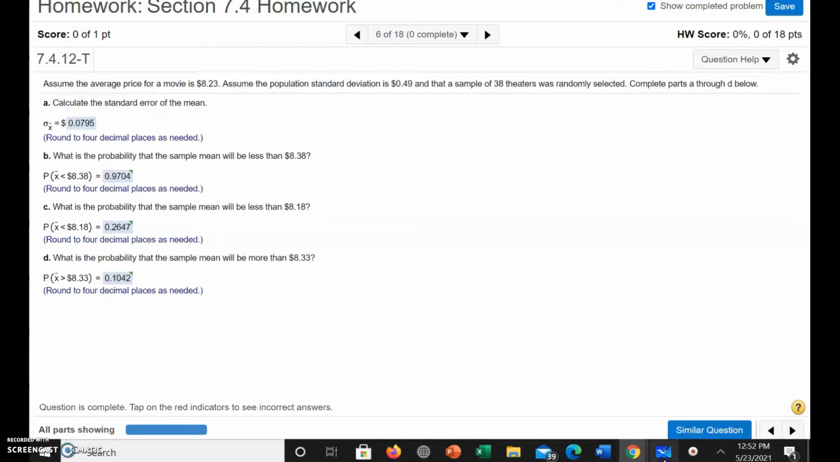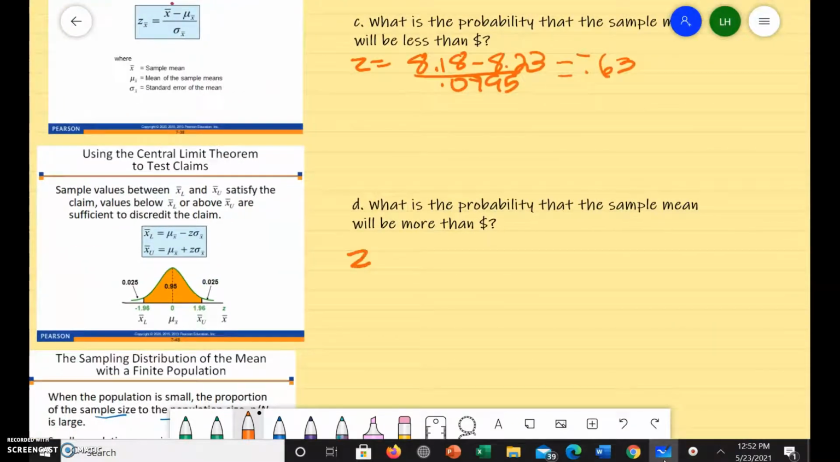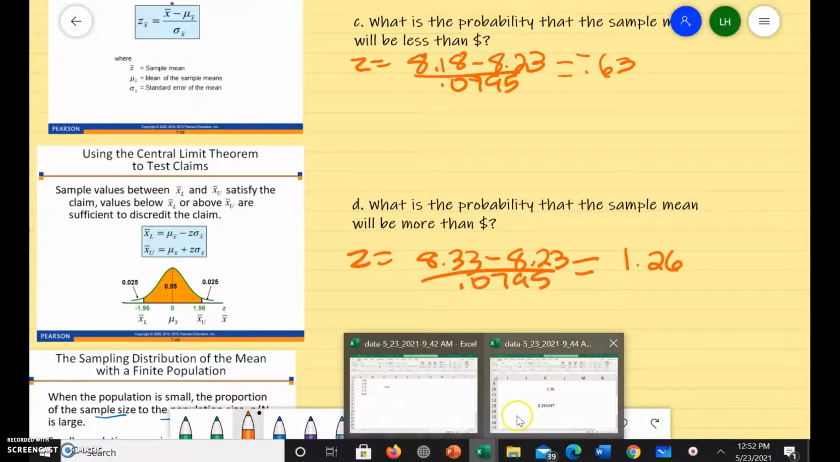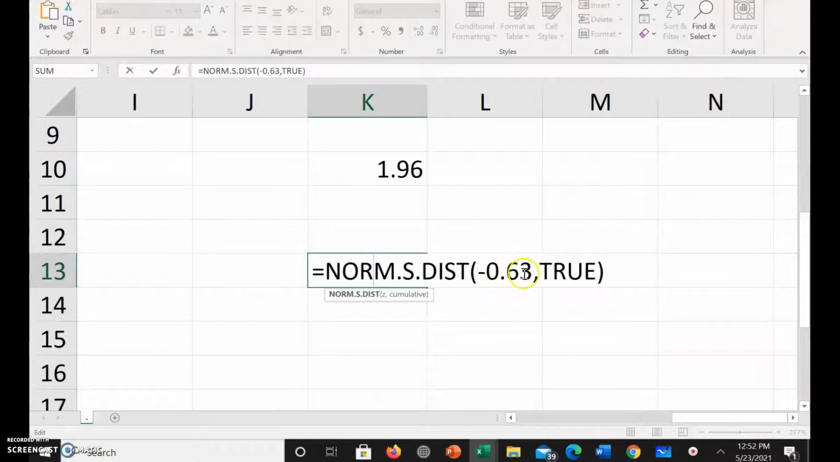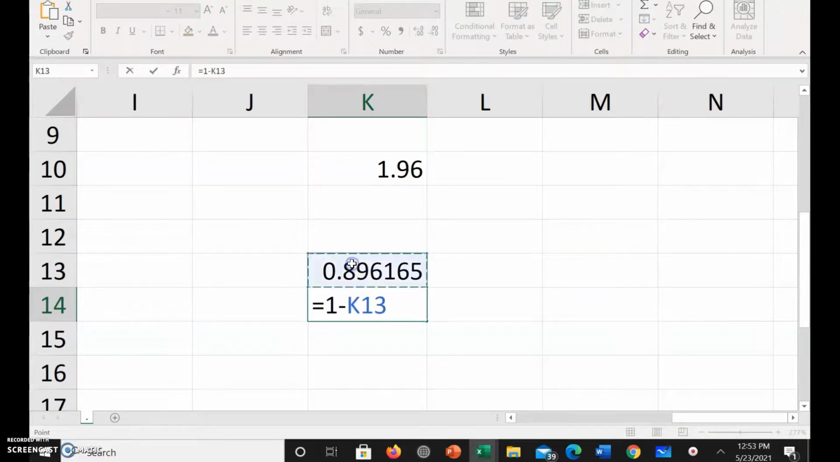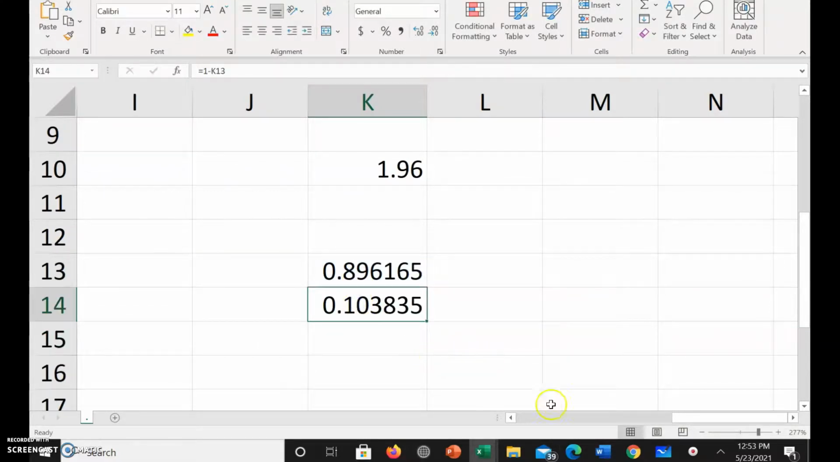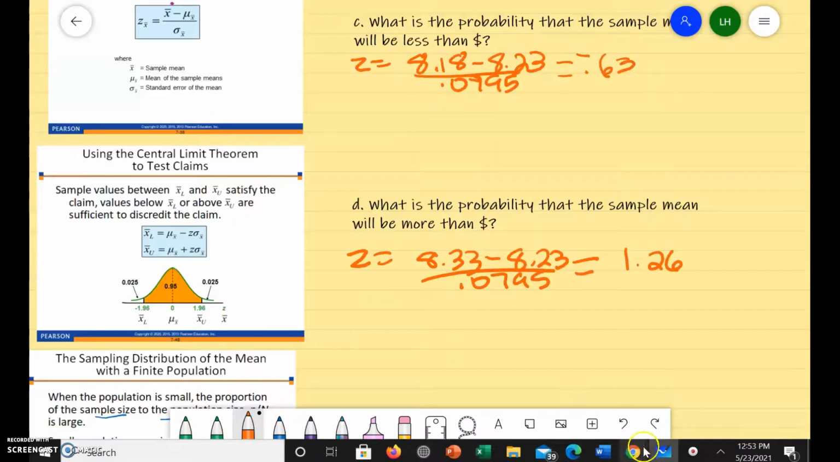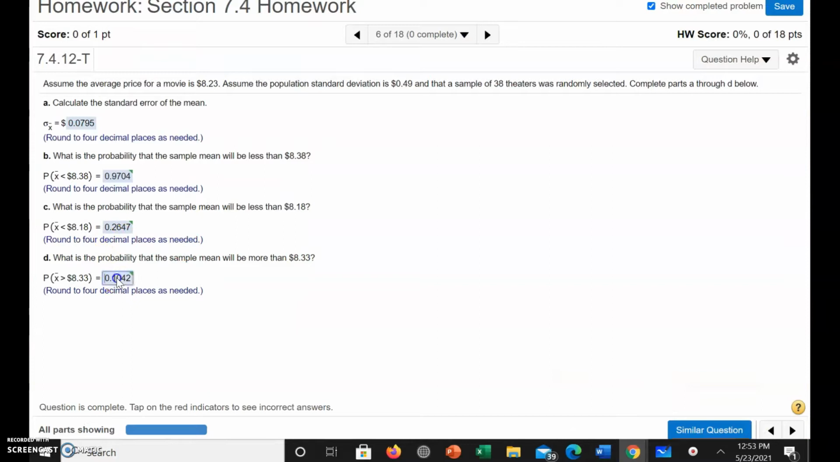Okay. Now, the last one, you're going to use the complement rule, and so we're going to do more than 8.33. So you're going to do Z equals 8.33 minus 8.23 over 0.0795, and you get 1.26. So we need to look up the probability with a Z value of 1.26. And this is what you get, but we want the greater than side, so we have to do 1 minus that. So 0.1038. 0.1038. Okay, so that is an acceptable answer.